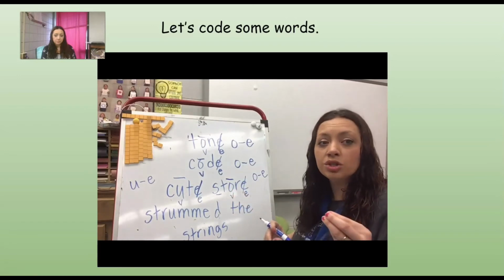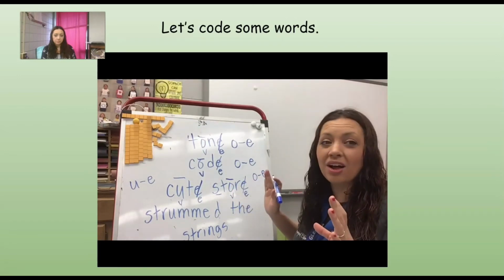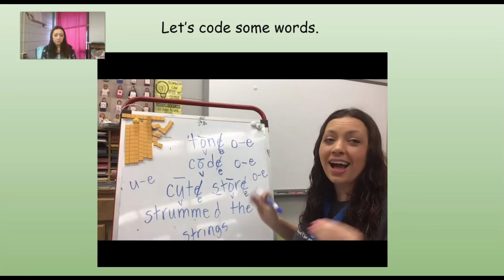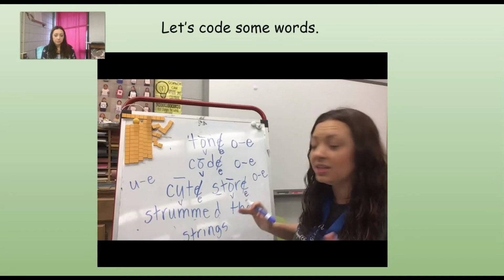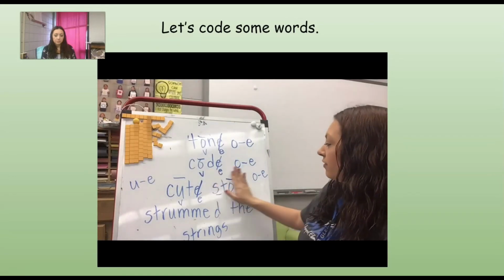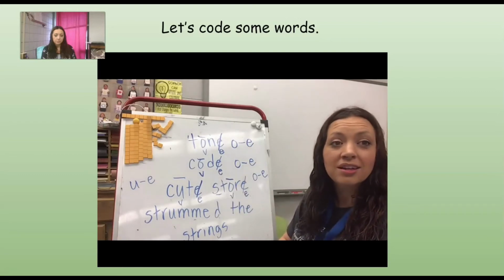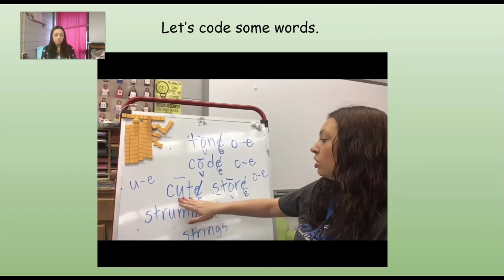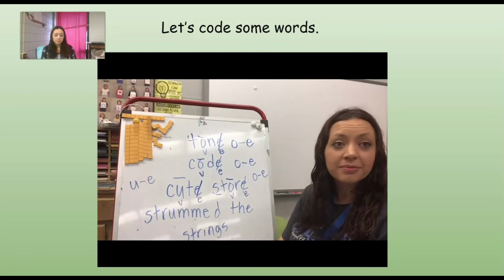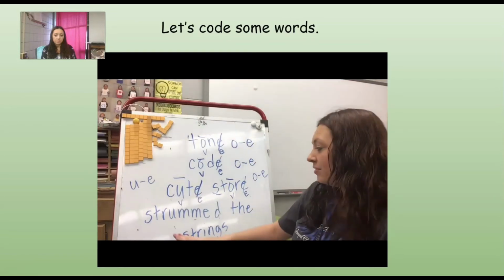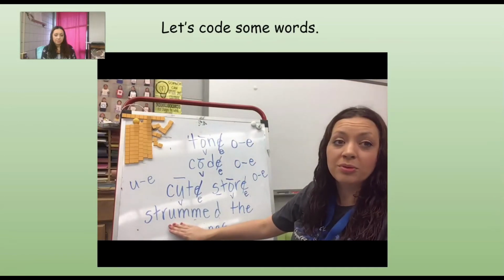And that's a little bit tricky because what happens is when that R is behind that O, it kind of covers up the sound and blends and says or. But what you can look at is you can think of it, hey, I'm seeing that sight word that's right in the middle of it, an or. So cute, store.